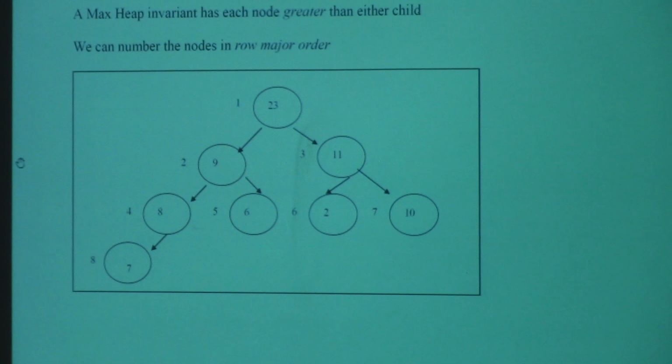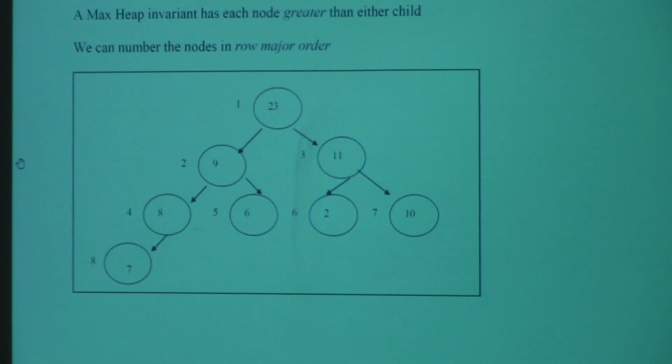So again, the max heap invariant is that each node is greater than either child. What I want us to think about is taking this tree and numbering it in what we call row major order. If we think of the depths as rows, this is row 1, row 2, row 3, row 4, we will number the nodes as they appear, row by row, where the root simply becomes node number 1, the left child becomes 2, the right child becomes 3, the left of the left child becomes 4, 5, 6, 7, 8, like that. So we just order them using a so-called row major order.